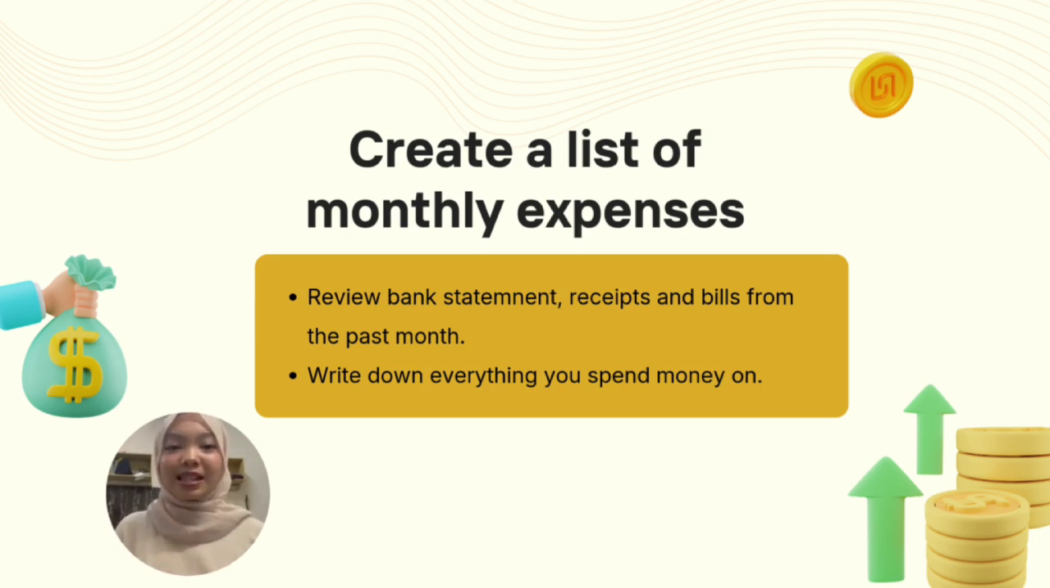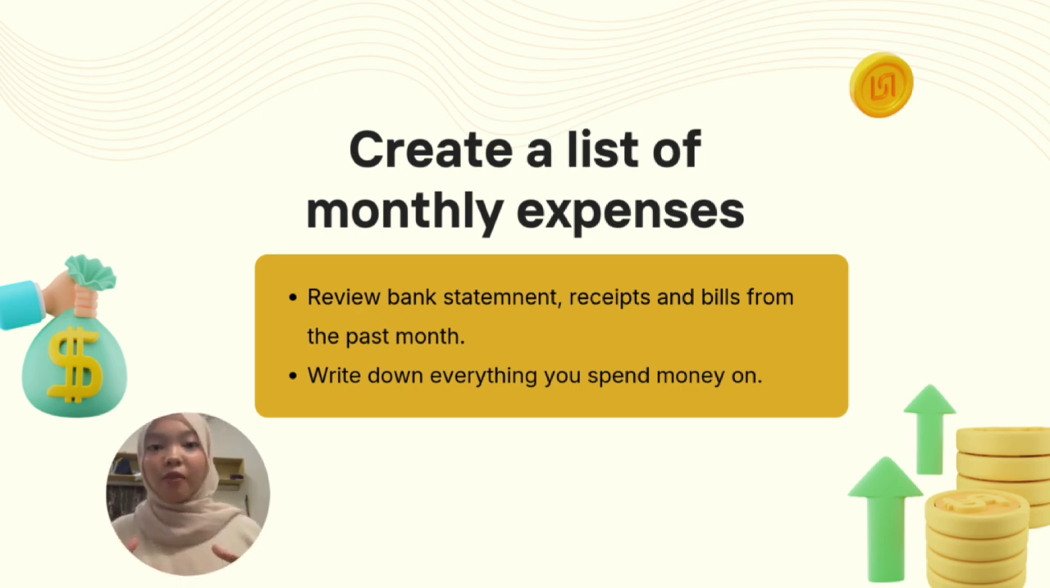Now that you know exactly how much money you have coming in, it's time to move on to step 2, which is creating a list of your monthly expenses. This is where we track where your money actually goes. Start by writing down everything you spend money on in a typical month, and don't just guess. Instead, look at your bank statements. The goal here is to categorize your spending into groups like housing, transportation, food, and utilities.